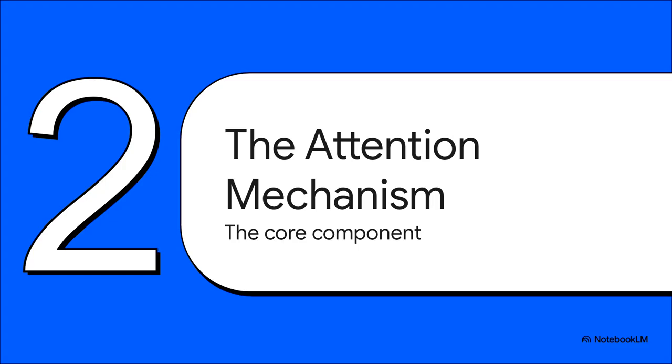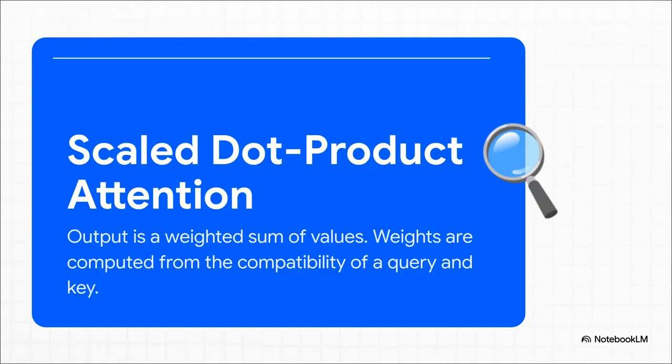So let's get right to that revolutionary part, the attention mechanism. This is the secret sauce of the whole model. The specific function they use is called scaled dot product attention. The best way to think about this is like a super sophisticated search engine. For every single word, we create 3 distinct vectors, a query, a key, and a value.